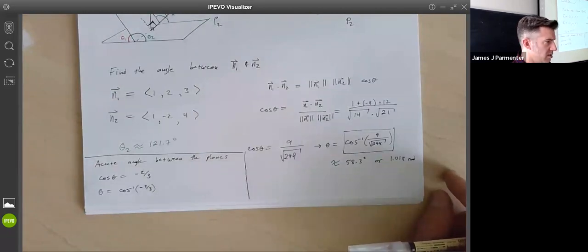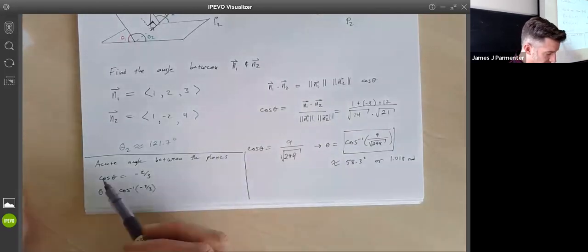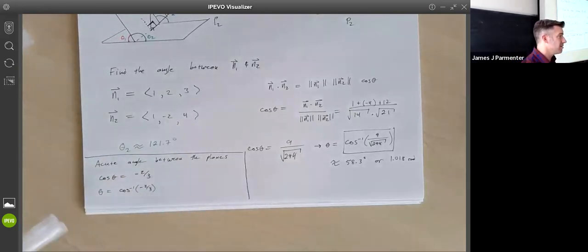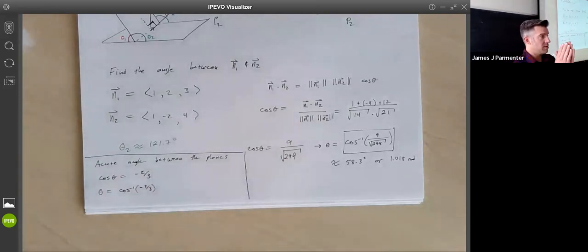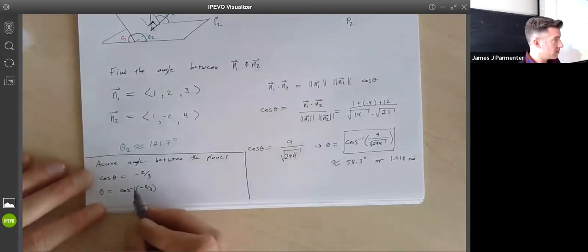How do we know it's not acute? Well, if cosine of theta is negative, what quadrant is theta in? Not in quadrant 1. Cosine is the x value, so it's negative when x is negative, which is quadrants 2 and 3. And specifically, it's in quadrant 2 because of the way inverse cosine is defined. So this angle is in quadrant 2.